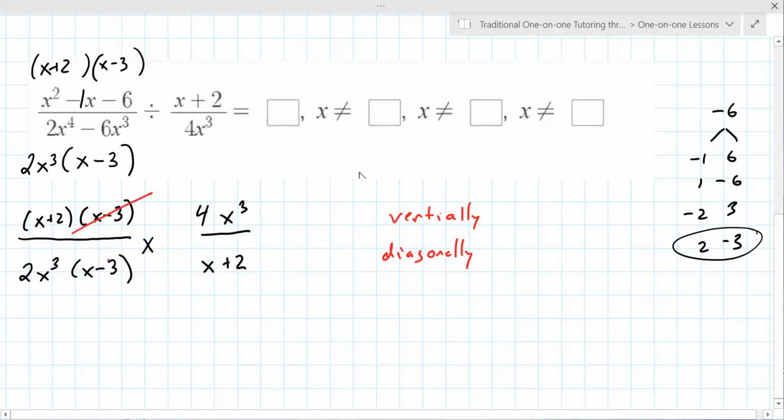See how this x minus 3 goes with that x minus 3? This x plus 2 can go with this x plus 2. And then the x cubed on the top right goes with the x cubed on the bottom left. So this all reduces to 4 over 2, but 4 over 2 reduces to just 2. All of this just equals 2? Yes, do you want me to show you the cancellations again? Yeah, because that's the important part.